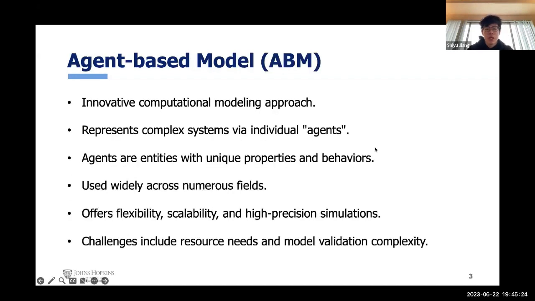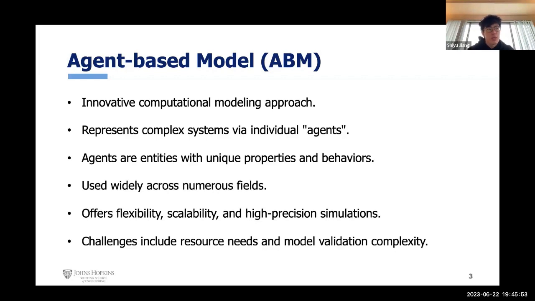Okay, so what is an agent-based model? It is an innovative computational modeling approach. You can treat it as a complex system, which is comprised of numerous individual agents. Every agent has multiple unique properties and behaviors. So every agent is an entity, and it can be used across numerous fields.